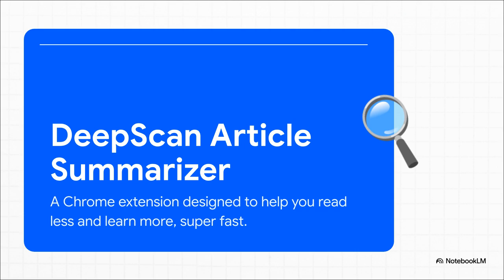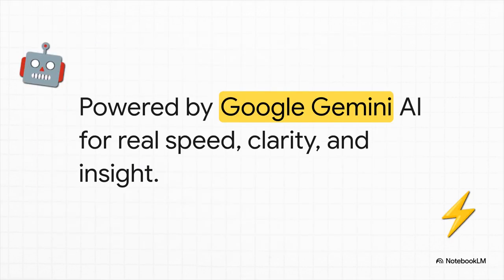Its whole mission is to help you absorb knowledge way more efficiently, flipping the script so you actually learn more by reading less. And we're not talking about some simple text trimming tool here. This thing is running on some pretty serious tech. We're talking Google's Gemini AI models. That's what gives it the horsepower to spit out summaries that aren't just fast, but are also clear and genuinely insightful.